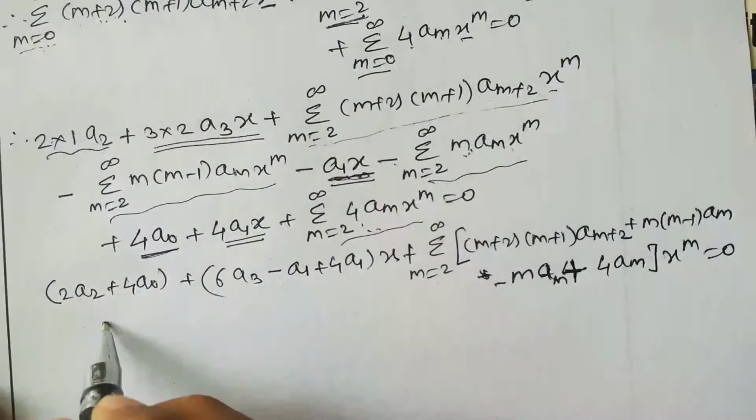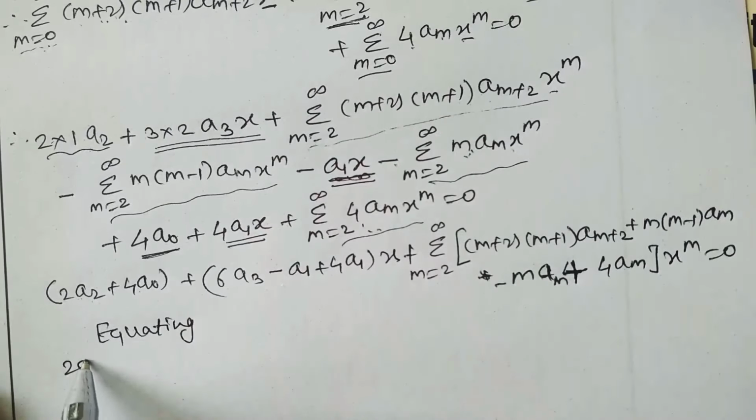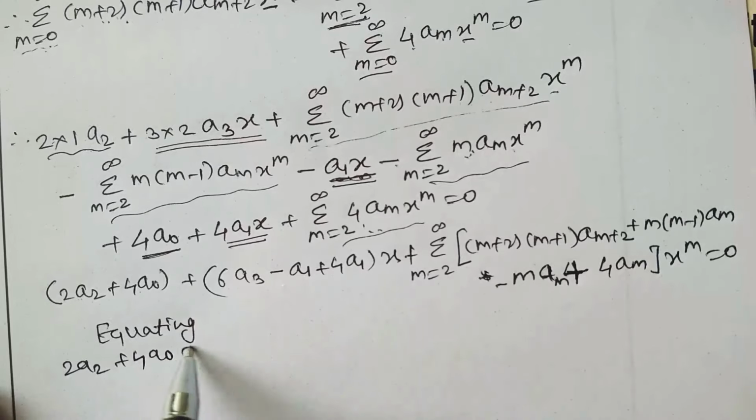Now equating the coefficient to 0, we will get 2a2 plus 4a0 equals 0.